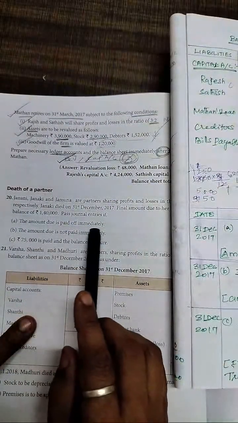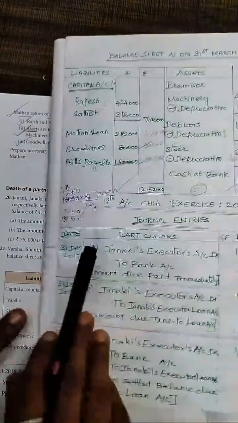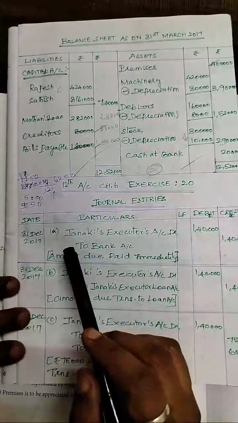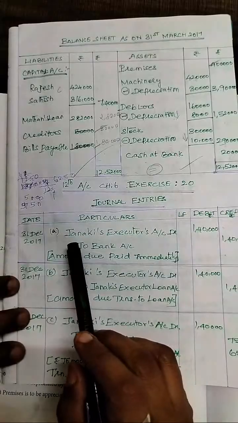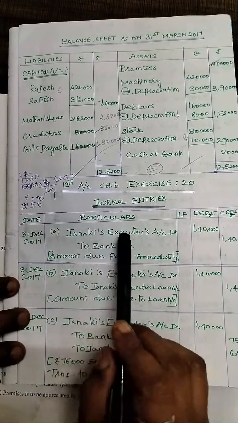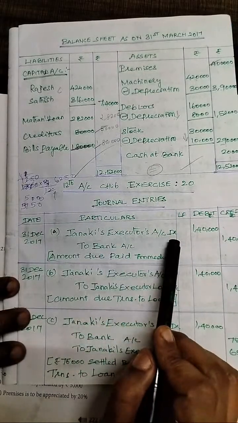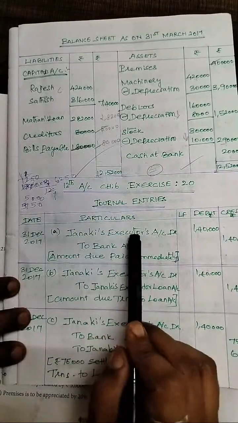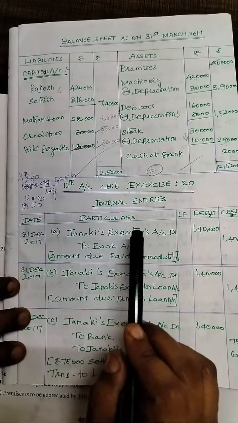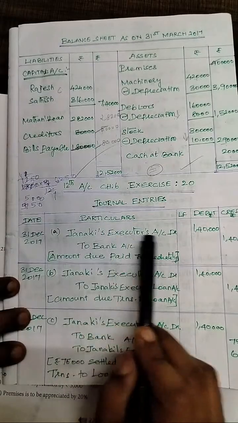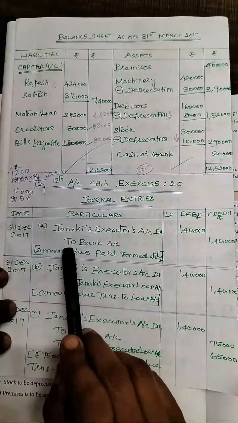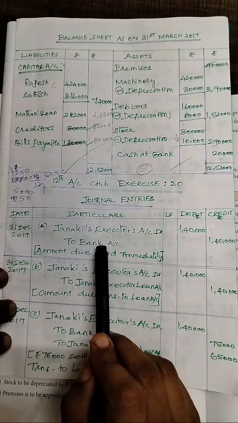What is the first situation? The amount due paid off immediately. So the amount is paid immediately to whom? Janaki's legal representative. So what are you going to write? Janaki's executor's account debit. Who is the receiver? Debit the receiver, credit the giver. Who is the receiver on the debit side? Janaki's legal representative. That means Janaki's executor account debit. How much? 1,40,000 rupees through bank. They paid the amount through bank.